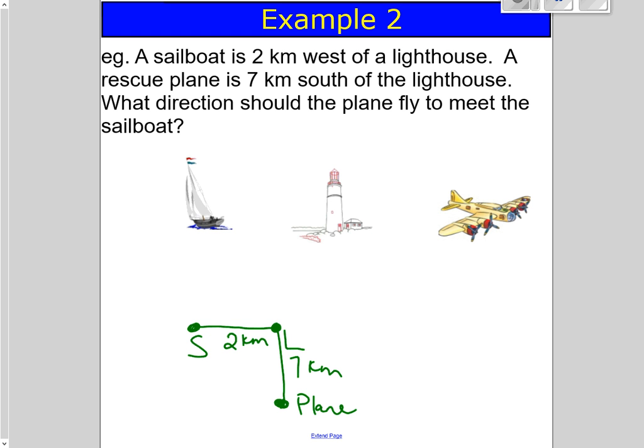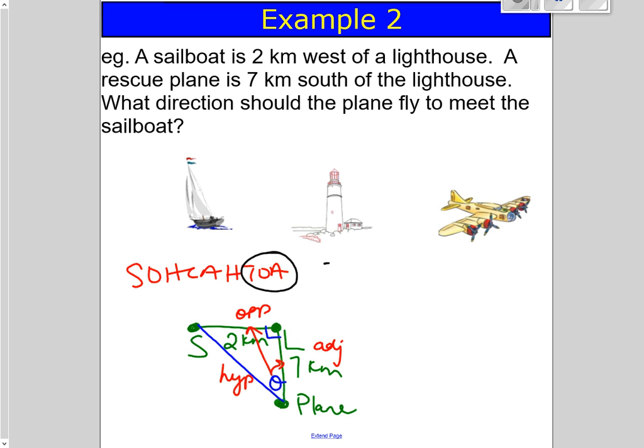All right, what direction should the plane fly to meet the sailboat? So the plane wants to meet the sailboat there. This has created a 90-degree angle. So what direction? We'll talk about that in a minute, but basically I need to find this angle right here. So it's important to find that angle. Okay, let's start labeling sides. So if this is the angle I'm looking for, this is my opposite side, this is my adjacent side, and this is my hypotenuse. And so with SOHCAHTOA, which primary trig ratio uses opposite and adjacent, since those are the two sides that we have? Opposite and adjacent is going to be tan. Tan theta is equal to my opposite side, which is 2, over my adjacent side, which is 7.